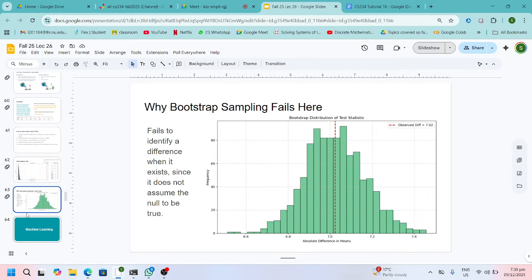Are there any questions up until this point? All right. Could you repeat the last thing that you said, please? Why bootstrap sampling fails?